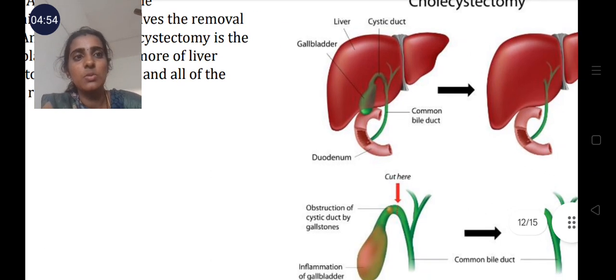It is one of the surgical procedures and it is suggested for cancerous patients. Thank you.